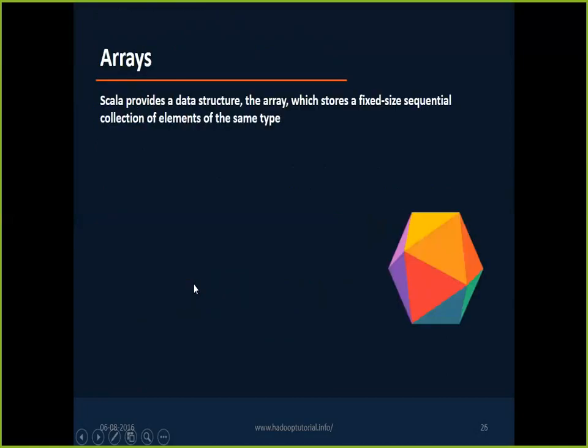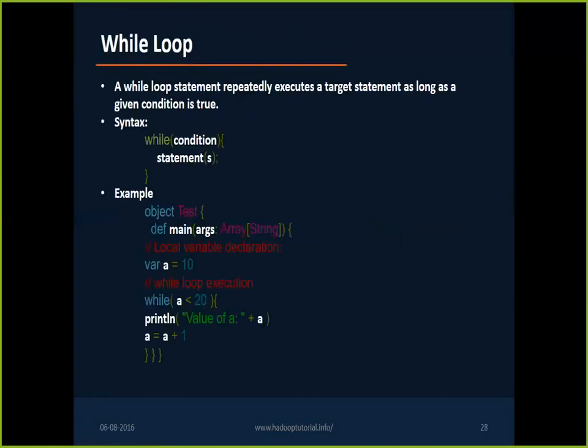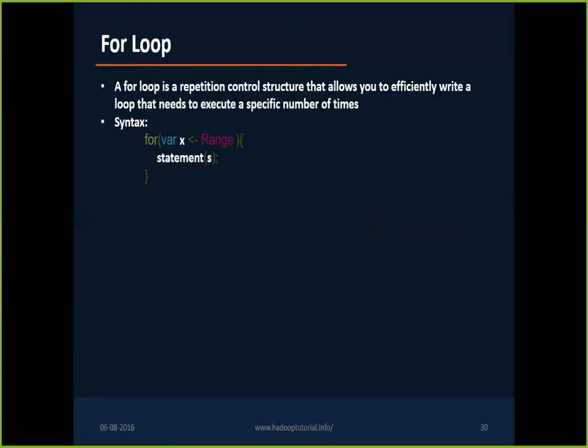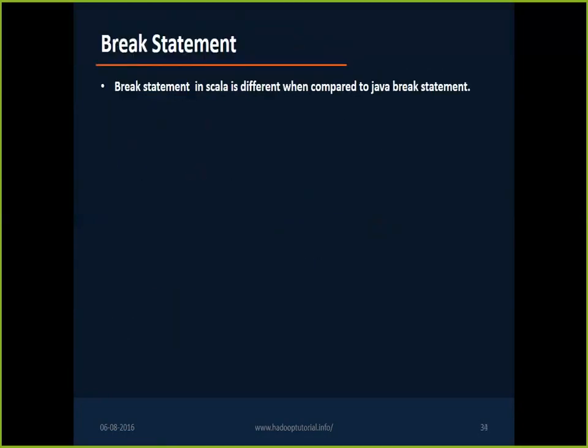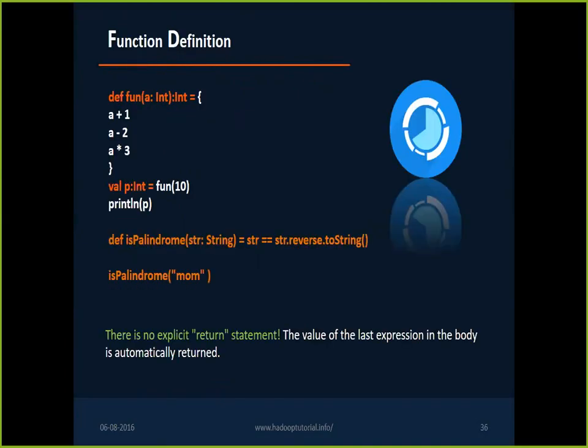In the same way, the return statement is optional in functions as well. You don't need to explicitly specify the return statement, return a star 3. By default, the value of the last statement gets returned. Now the function of 10: no matter what the previous statements' values are, finally inside your val p colon int, p will have 30.